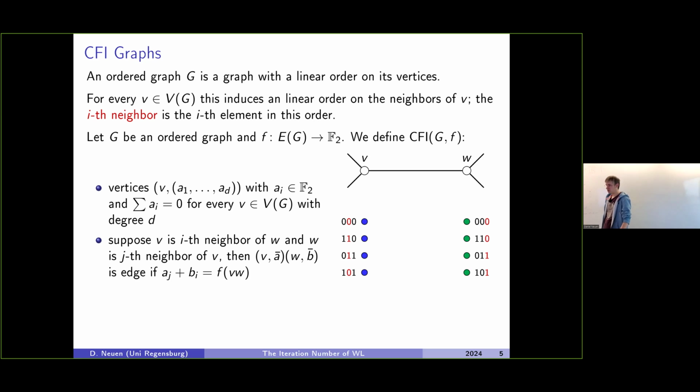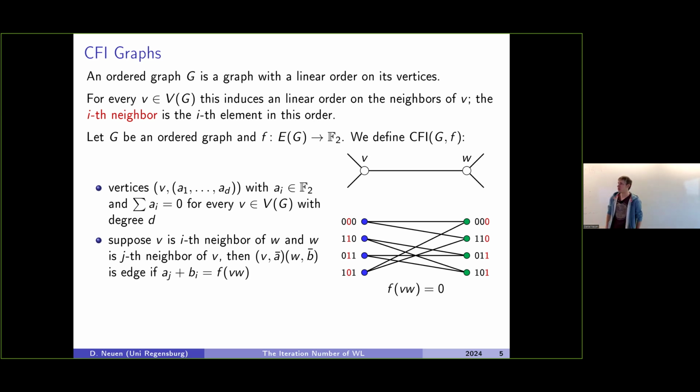So what does this mean? Let's suppose f of this edge vw is 0. Then I connect whenever the two corresponding entries add up to 0, which is the same as saying that they are equal over F2. You can see here I connect this red 0 with this red 0, and this red 0 also with the red 0 here. And here I connect the red 1 whenever there is a red 1 here. Now if f of vw were 1, I would just flip this. Then I would basically connect whenever these red entries are different.